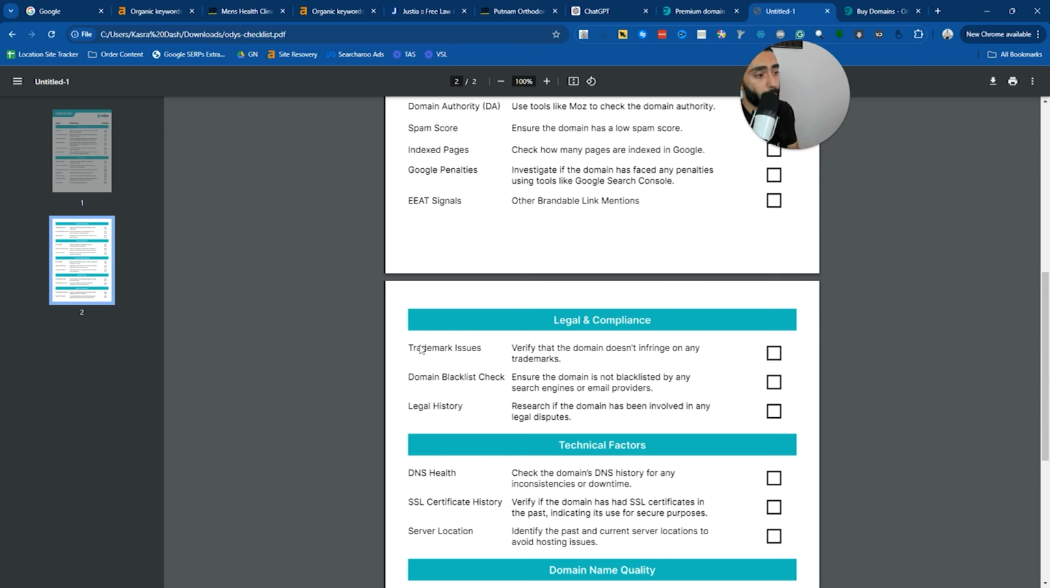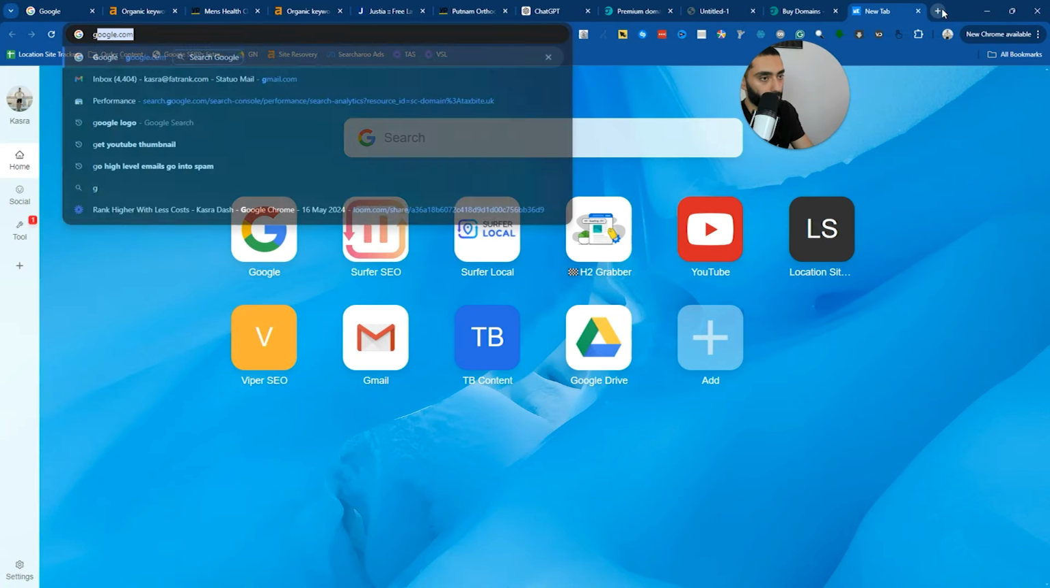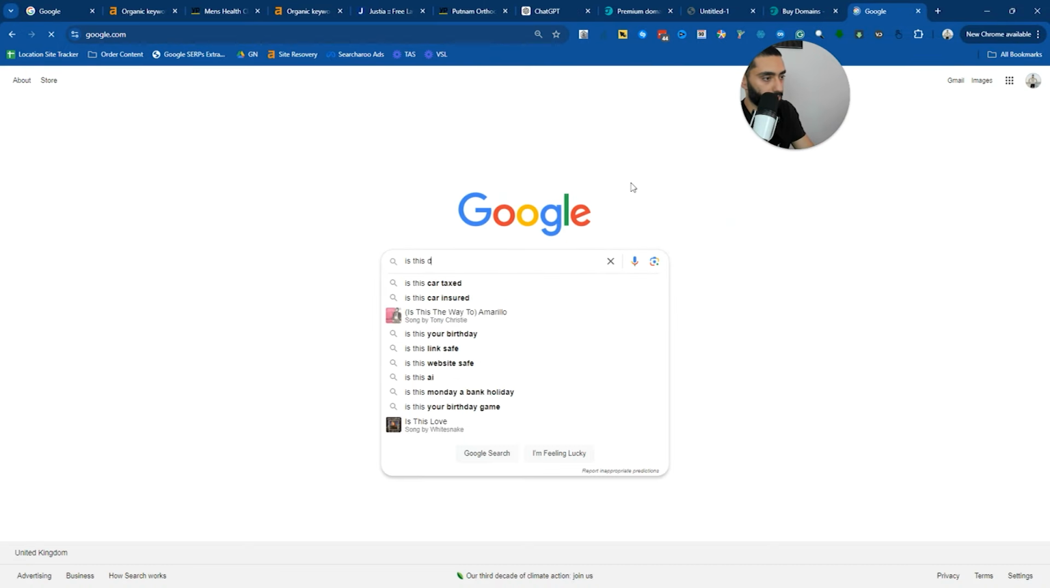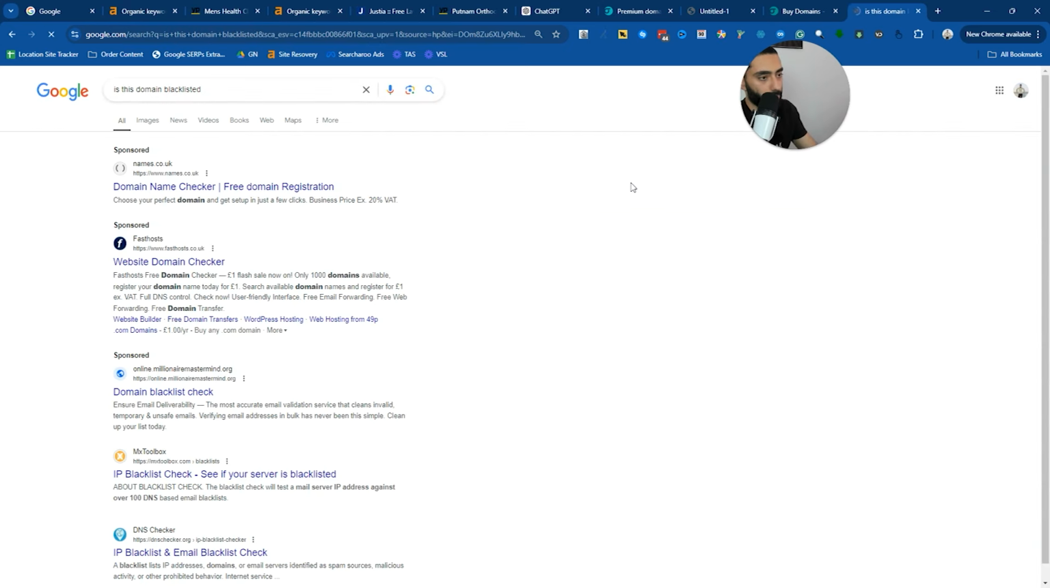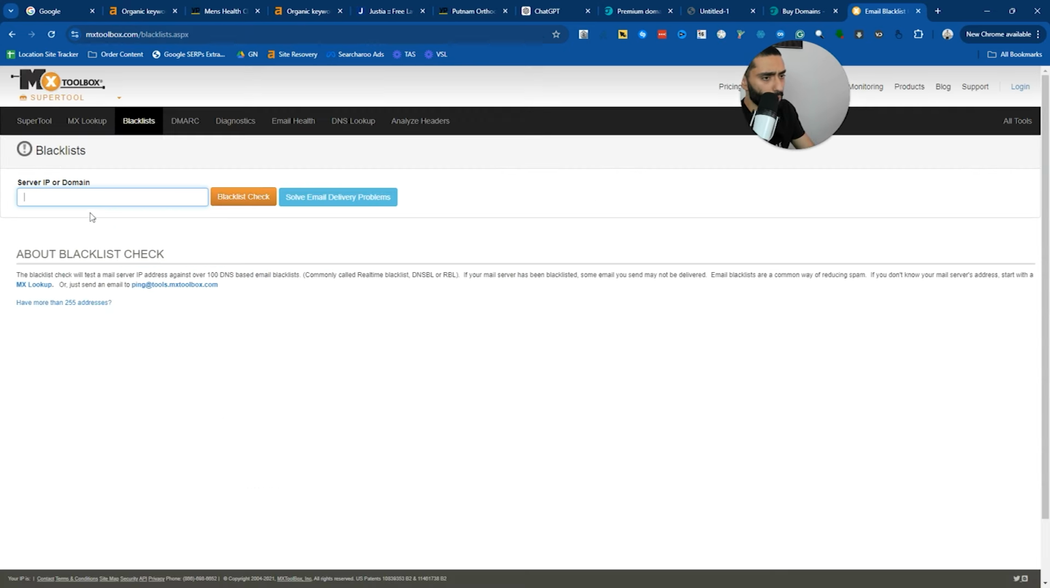Make certain that there's no blacklists against the domain. You can literally search, is this domain blacklisted? Plug the website in and it will tell you. So if we do Google, is this domain blacklisted? And one thing to bear in mind with blacklisted websites, typically they've been spammed via emails and stuff. So that's another issue in itself. So just check out MX Toolbox. You can obviously check the actual domain here.